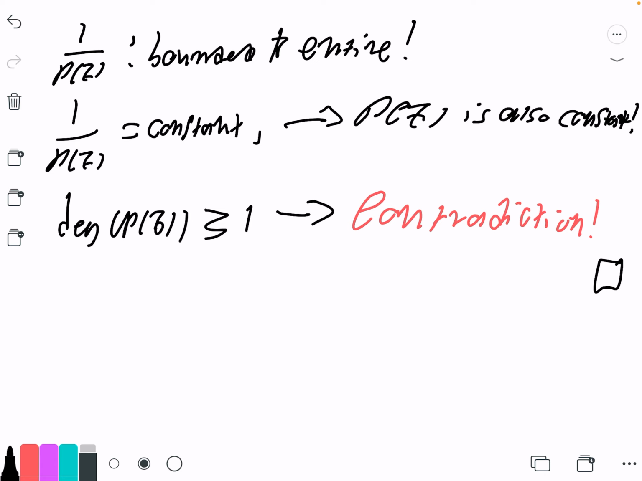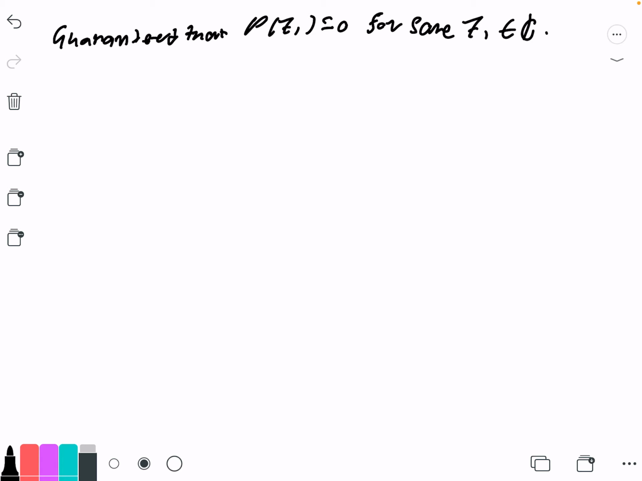So, we can also use this argument to show that P of z cannot have more than n distinct roots. The theorem above guarantees that P has one root, say z1. So, we're guaranteed that P of z1 equals 0 for some z1 in the complex plane. Since we're guaranteed one root, we can write P of z as z minus z1 times, let's pick a different letter, Q1 of z. And obviously we know that this is going to be a polynomial.